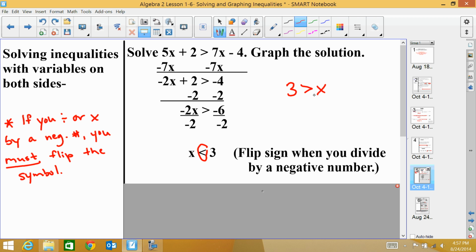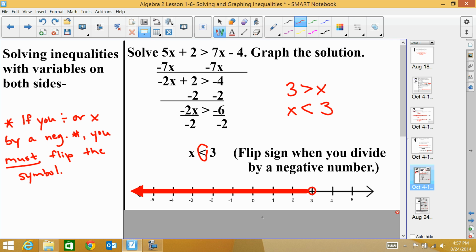So if you have to rewrite your answer, you need to rewrite it with x first, flip your symbol back, and then put 3 on the other side. Because see, you always want 3 to be the larger number that the symbol is opening towards. So see, we get the same answer, but if you get it like this, you need to rewrite it before you graph it or you'll be confused. So if we graph it, we have 3. It would be an open dot because there's no bar underneath, and the symbol points to the left, so it's all the numbers less than 3.